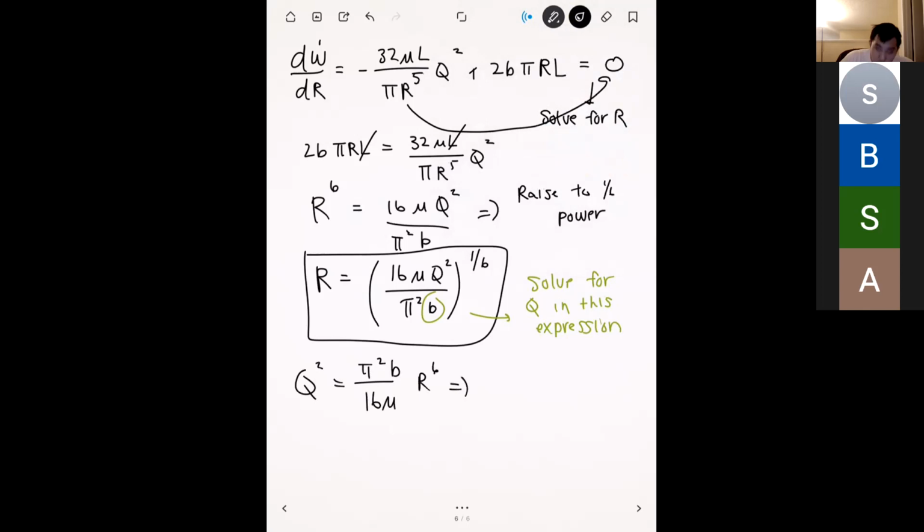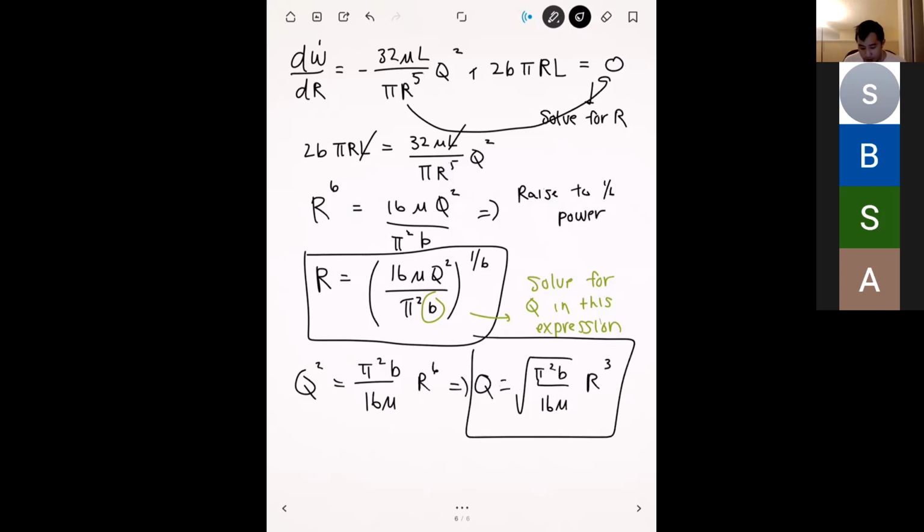Okay. And so if we take the square root, then what we get is q is equal to the square root of pi squared b all over 16 mu times r cubed. And so by taking the square root of r to the 6th, we get r cubed because we're going to divide that exponent by 2.